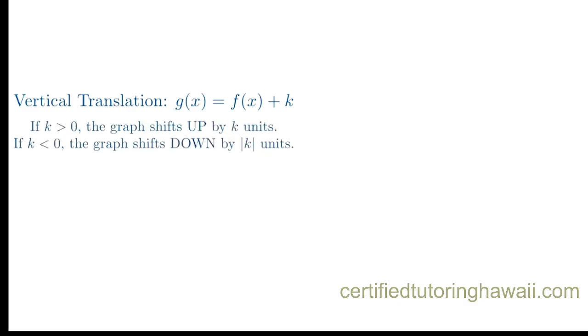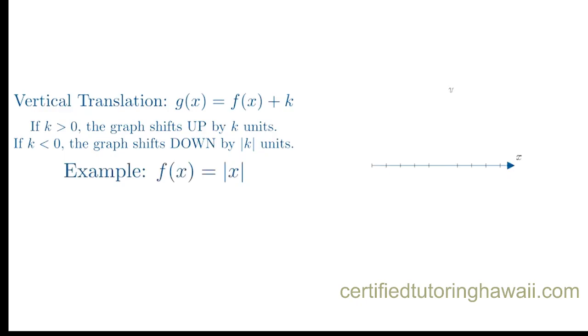If k is positive, the graph shifts up. If k is negative, the graph shifts down. In other words, we're simply adding or subtracting a value from each point's y-coordinate. Let's see an example. We'll use the absolute value function as our parent function.